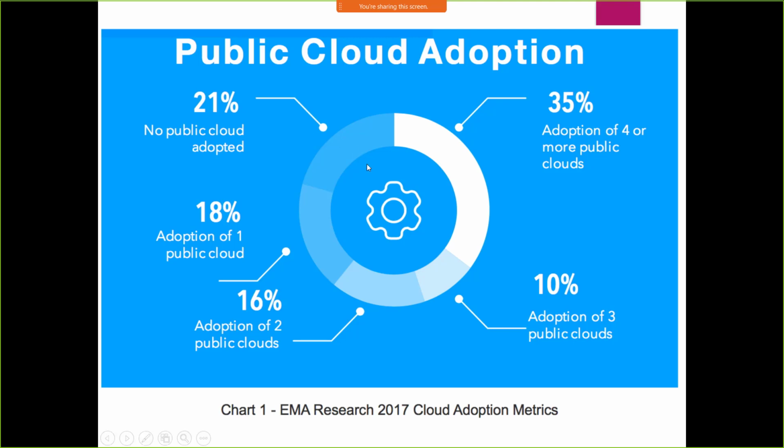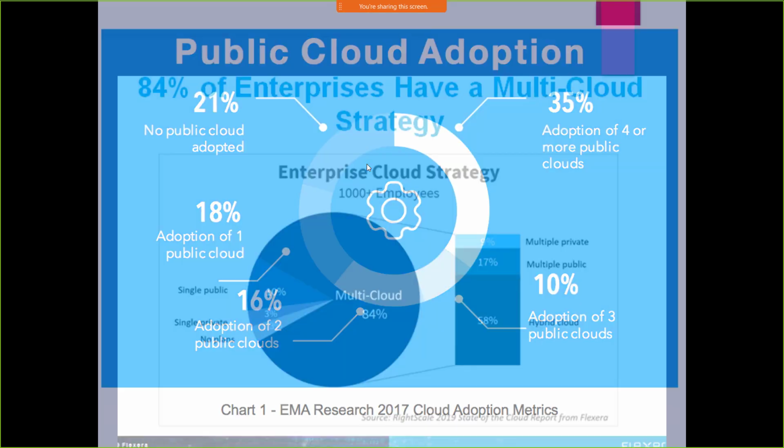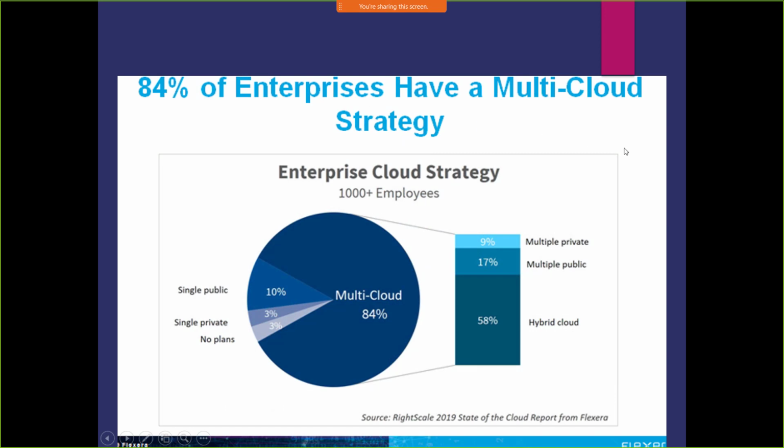Normally the companies will have multiple clouds, not just one. 84% of enterprises have a multi-cloud strategy. So they would want multiple clouds, either AWS and Azure or Azure and Google Cloud. AWS and Azure will be with the large companies, and Azure and Google Cloud would be with medium to small companies. But AWS and Azure will be with the large enterprises.